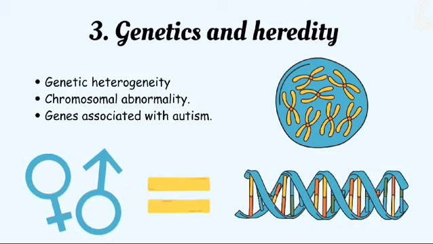Genetics and heredity. Understanding the genetic factors involved is important to unravel the complexity of the web. Studies show that autism is hereditary and associated with multiple gene mutations, resulting in genetic heterogeneity. Chromosomal abnormalities are also a risk factor. Studies show that 7% to 10% of children with autism have chromosomal deletions and duplications, which influence the autism phenotype.